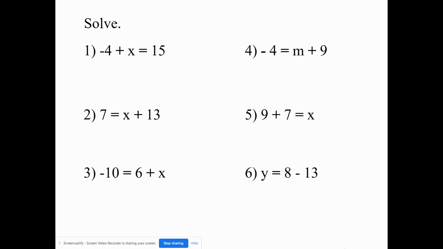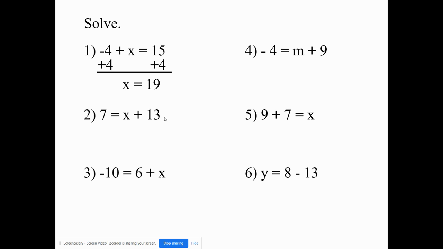All right, now let's move on to different ones. So here we've got negative 4 plus x equals 15. So we know we're going to make that into a negative 4 plus x, so we're going to make it a positive 4. So plus 4, and we've now got x is equal to 19.